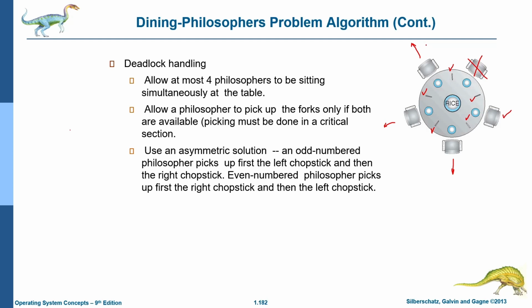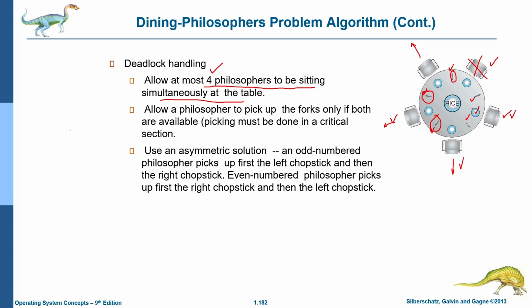So P5 is not there. What does it mean? Just read this statement. Allow at most 4 philosophers to be sitting simultaneously at the table. Instead of 5 philosophers, only have 4 philosophers sitting at the table. So I removed 1 philosopher from the game. Okay, so then what's going to happen? Even if this philosopher picks up this spoon, this philosopher picks up this spoon, this philosopher picks up this chopstick, the last philosopher here can pick up both of them and eat.